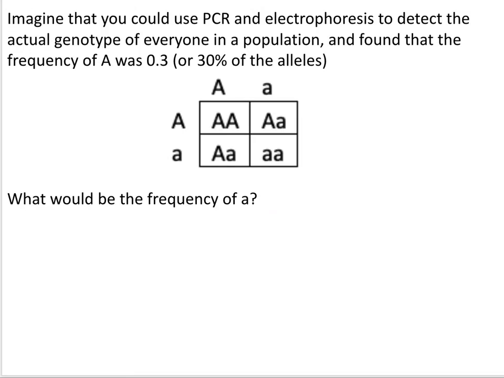So let's imagine that you could go into the population and you could see each allele that's around. You could go into each individual and count how many big A's are in the population and how many little a's are in the population. And you could probably do that with PCR and electrophoresis. And let's say you found that the frequency of big A was 0.3, or 30% of the alleles were big A. What would the frequency of little a be? Well, if those are the only two in there, it should be 0.7, because they have to add up to 1. 70%, 30% have to add up to 100%.